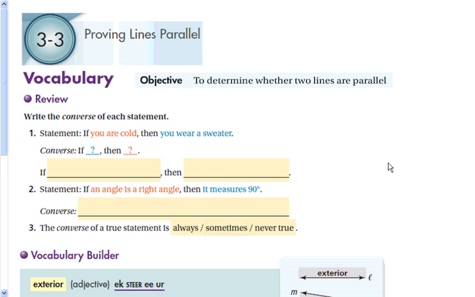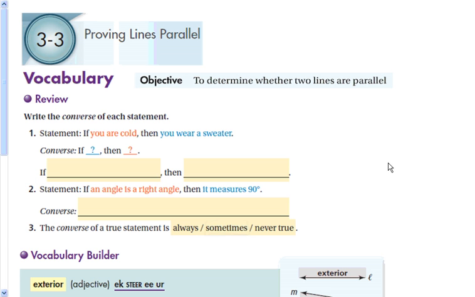This lesson relies on the converse of the parallel line theorems that we learned the last couple days. So we're going to review converse here.